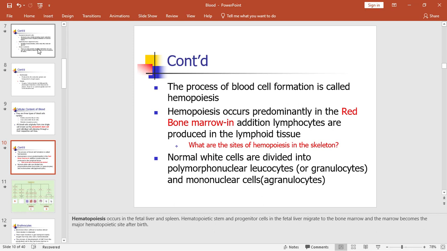So what is the appendicular skeleton? Appendage. You see, this is appendicular, so the proximal part of it, and the axial skeleton. So it is all the axial and proximal appendicular skeleton. That's where your red marrow is.